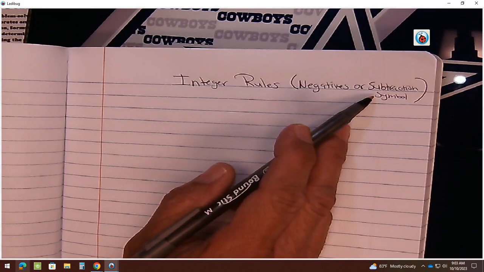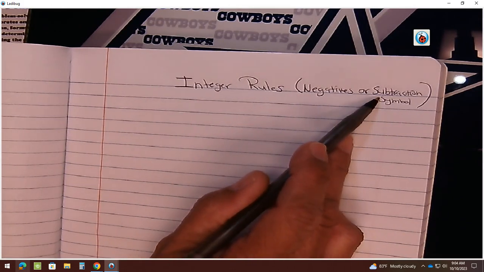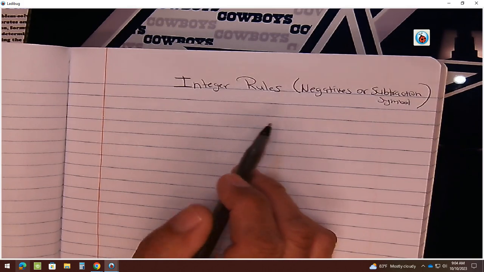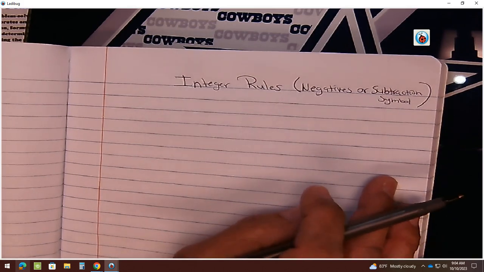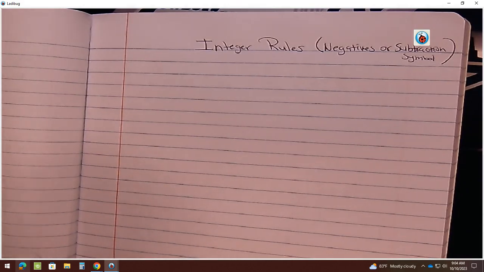Negatives or subtraction symbols, I really need them. If they're all positives, you don't really need the rules. You could use them, but you don't need them. But as soon as I see a negative involved or subtraction involved, I better think of the rules from here to the rest of your life. Questions? Okay. I'm going to start with the first rule.